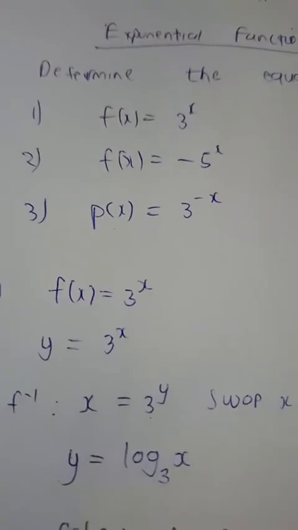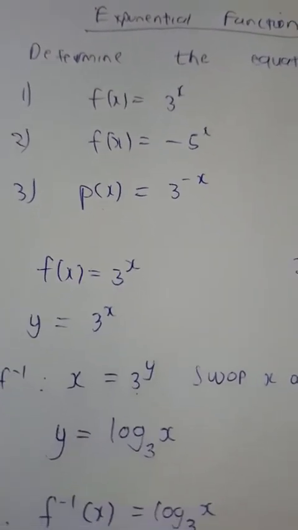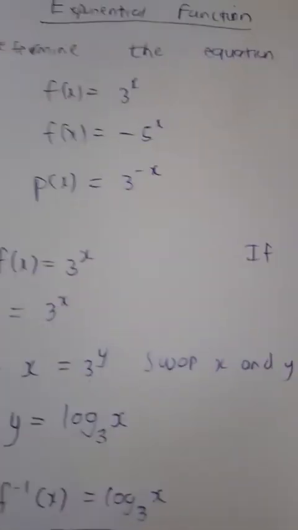Okay. Then the last question that I had there was p of x is equal to 3 to the power negative x. I want to express that as an inverse function. So p of x is equal to 3 to the power negative x. So let's take this one step at a time and unpack it.